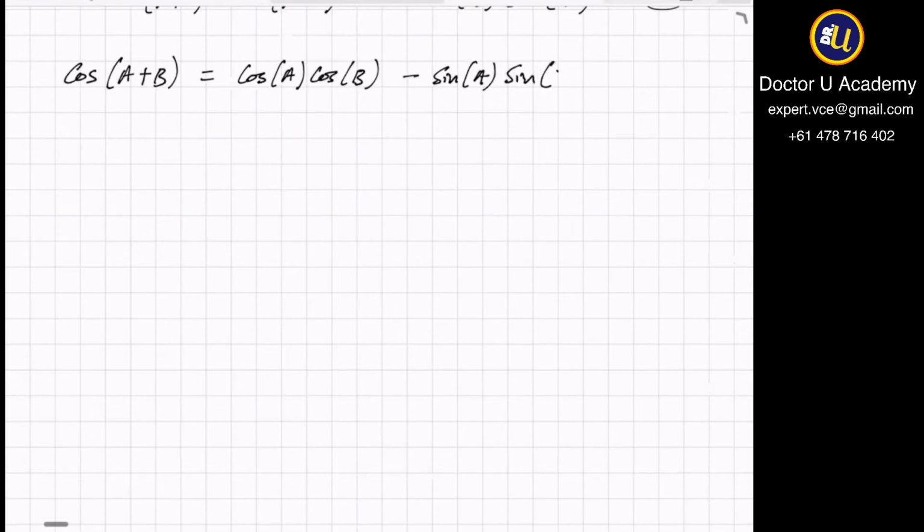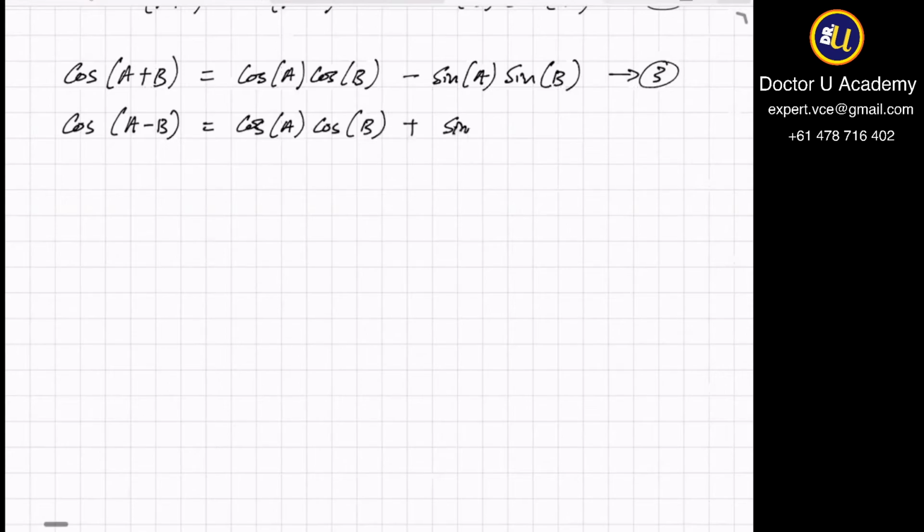So now we will derive equations from equation 3 and 4. So equation 3 would be cos(A+B) = cos A cos B - sin A sin B. This is our equation number 3. Then equation number 4 would be cos(A-B), and that would be cos A cos B + sin A sin B. This is our equation number 4.